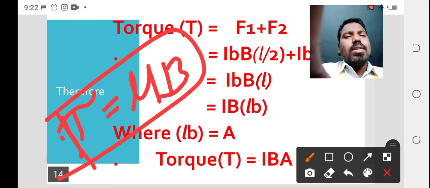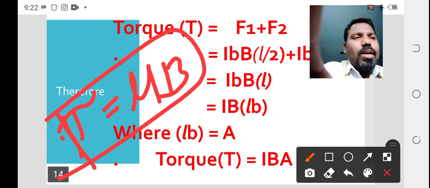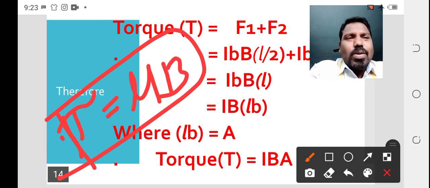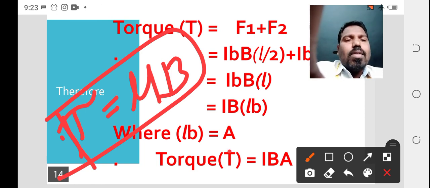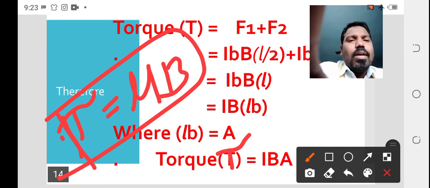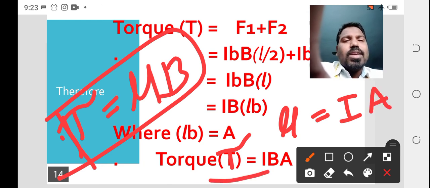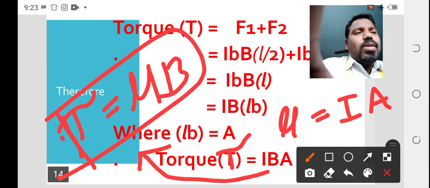Torque can be written in the form of mu and B, where mu is the magnetic moment, B is the field. So you can also write this equation as tau equals IBA, which can also be written as tau equal to mu B, where mu is nothing but IA. So from this concept, you can also write the equation as tau equal to mu B.